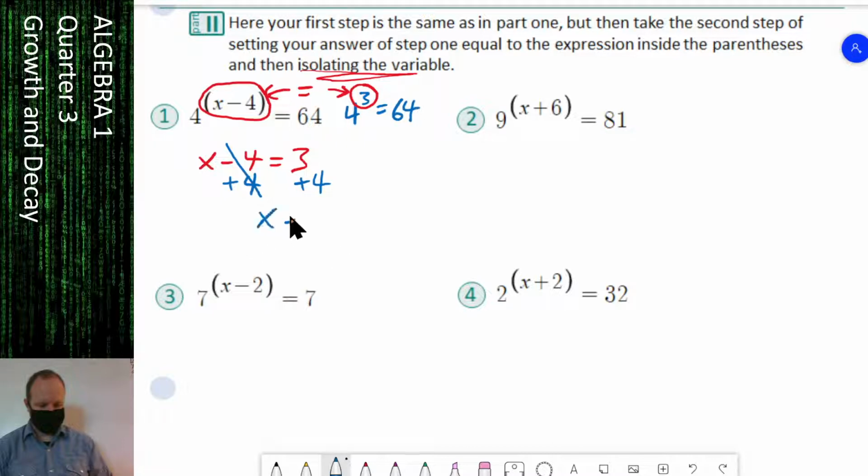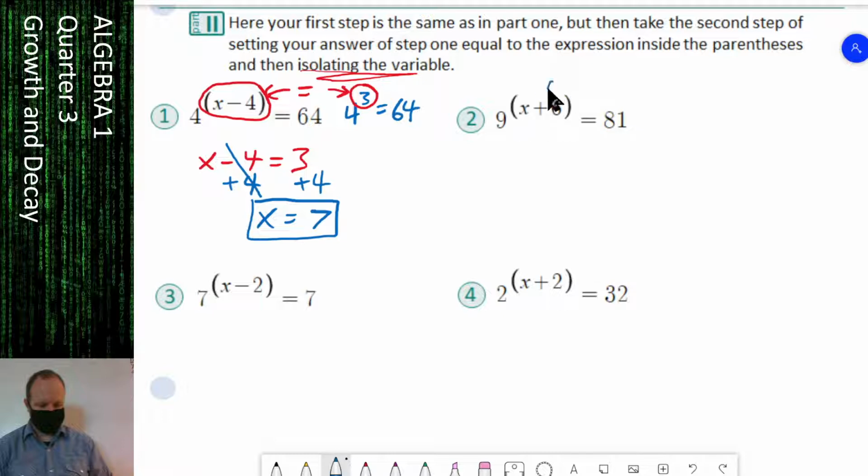What is 3 plus 4? It might say 8 on the back. I put the wrong answer, but some of you guys maybe have the right answer on the back for this one. It should say 7. Let's go ahead and take a look at number 2.